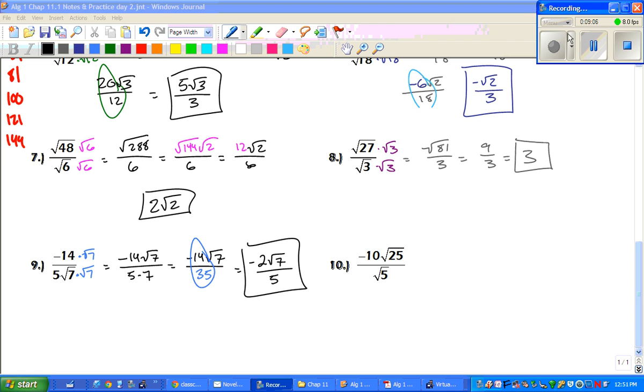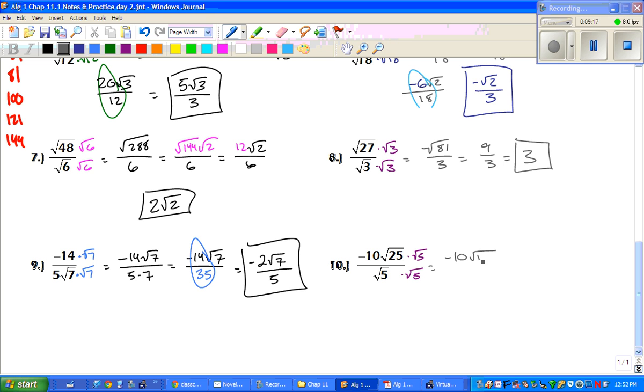Okay, last one, number 10. The first thing that we're going to do is get that up there, and you get negative 10 root 125 over 5. Let's break down the perfect square, and that goes into 25 and 5. We're going to keep going. Square root of 25 is 5, and we still have that root 5 out there.